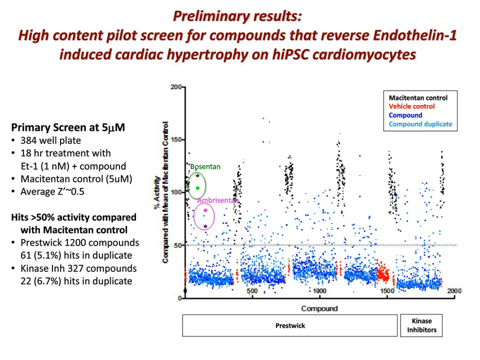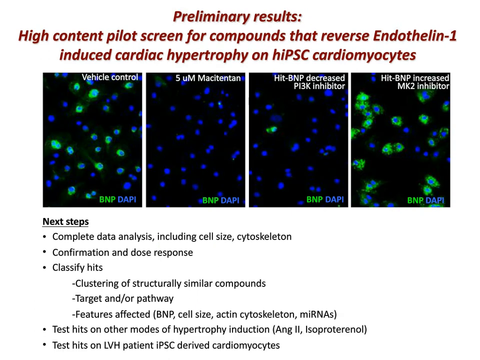So the hit rates are on the high side, and it's perhaps not surprising since the libraries are focused and many of the hits fell into clusters of similar drugs, and as well we screened at 5 micromolar. The next slide shows some examples of hits from the screen. Here you can see a PI3 kinase inhibitor that clearly downregulated induction of BNP by endothelin, and as well an MK2 inhibitor that appeared to cause upregulation of BNP expression.